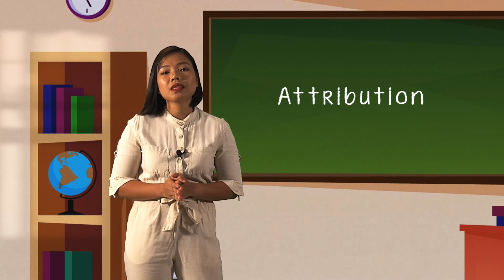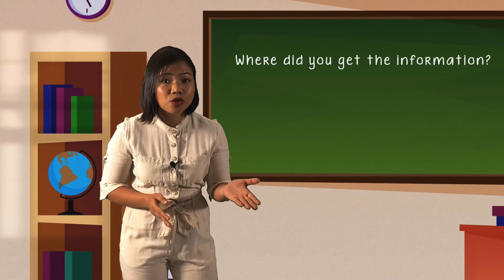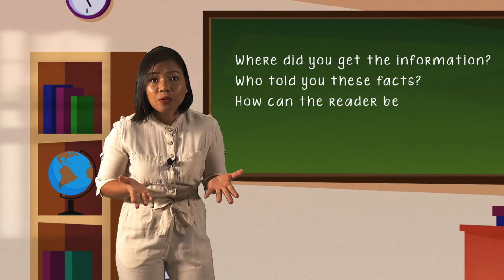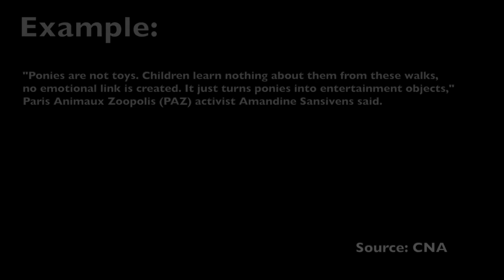Attribution. The attribution answers the following questions. Where did you get the information? Who told you these facts? How can the reader be sure what you say is true? You need to attribute all your quotes with the exact wording of statements said by your sources when you write, for news to be credible to your readers and to be a reliable source of information.